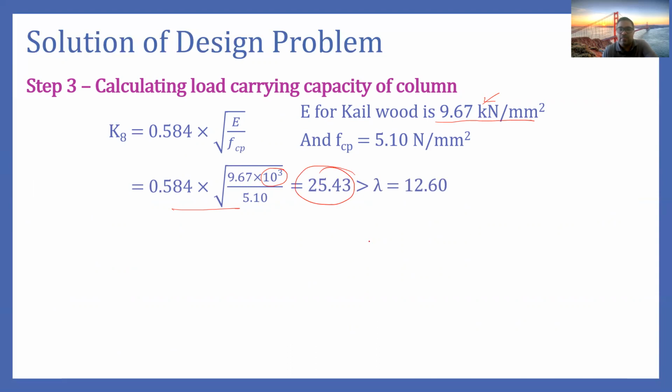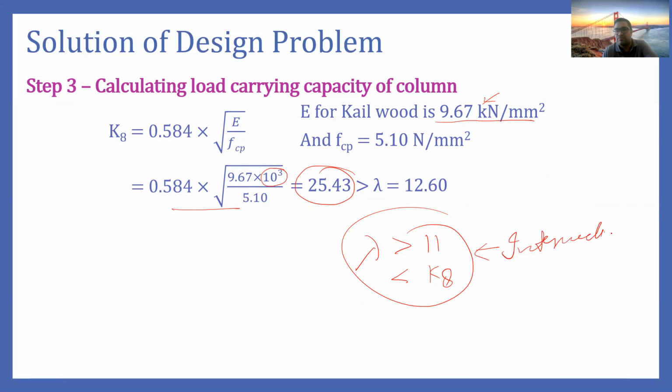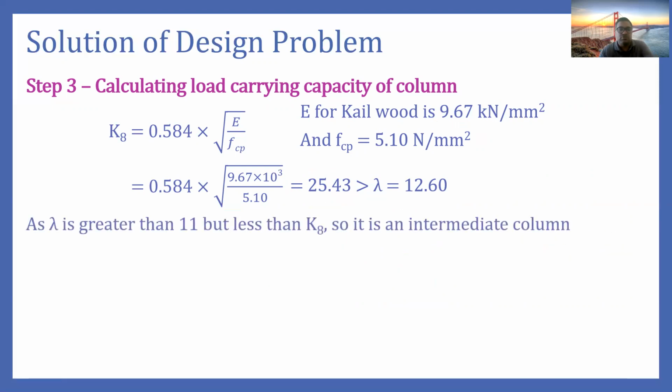Now you can see the lambda value is higher than 11, but it is less than K8. What does it mean? It means our column is an intermediate column. So that is the conclusion: we have an intermediate column.